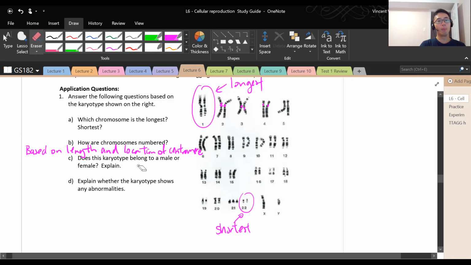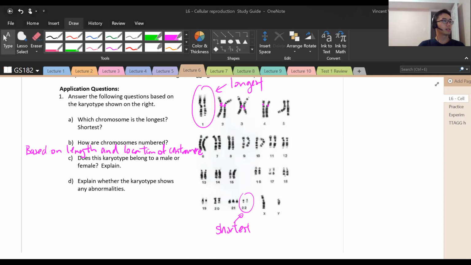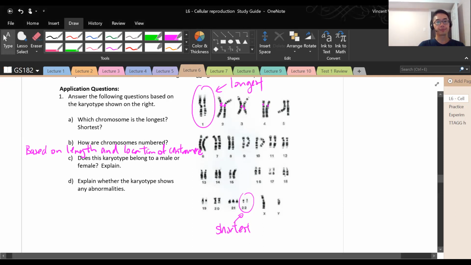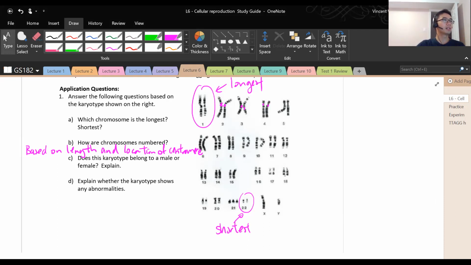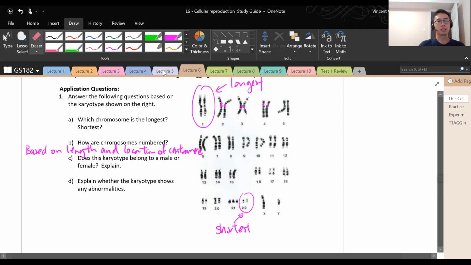Does this karyotype belong to a male or female? Anybody know? Male or female? Female. How do you know that? Safi and Casey say it's female. Anyone else? Or does everybody think this is a female? Okay. XY is male. Female is XX. It's the other way around. But that's okay. Now we know.